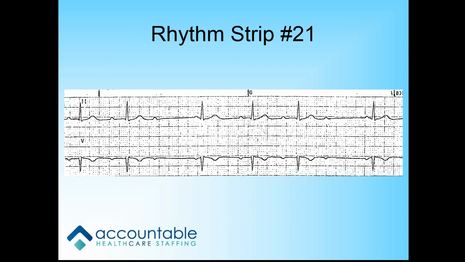Eleanor. I'm here. Hi. I had a feeling I was going to get called on this one. Let's see. 1, 2, 3, 4. So rate is normal. It's irregular. There is a P for every QRS, but not a QRS for every P.